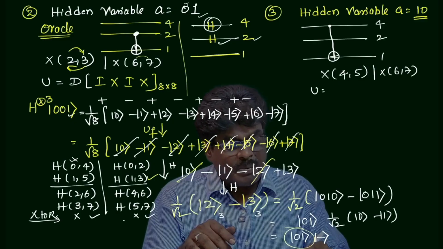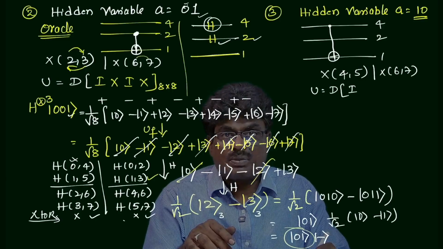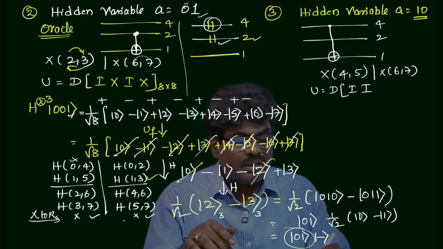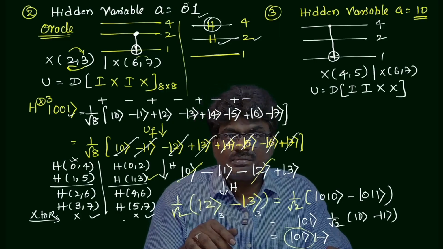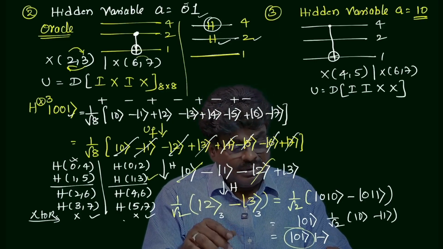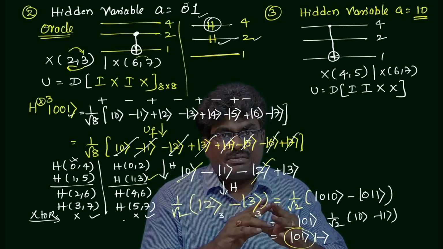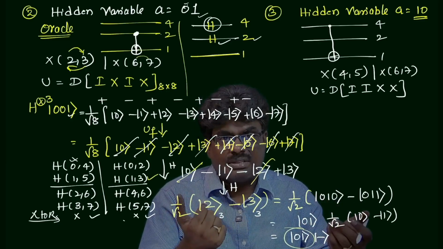So what is the unitary operator corresponding to this? This is a diagonal matrix, D for diagonal. 0, 1, no, that's why I. 2, 3, no, that's why it's I only. 4, 5, it is there, that's why X. 6, 7 is also there, that's why it is X. That means it will flip the phases of 4, 5 and 6, 7. So very simple. I request you please try, and finally you will get the answer.